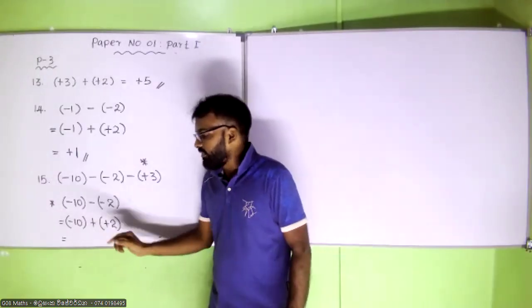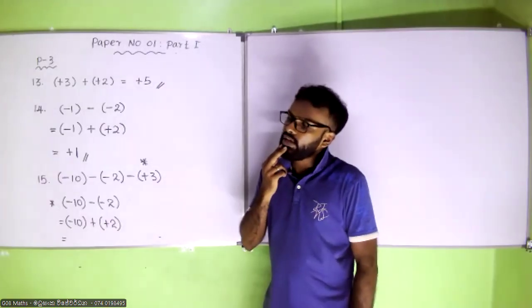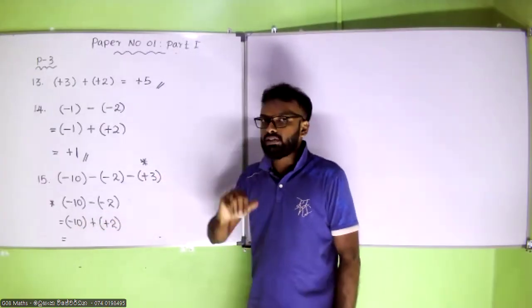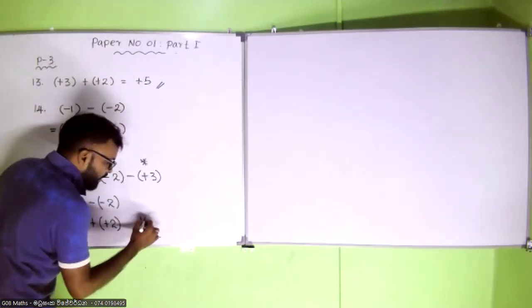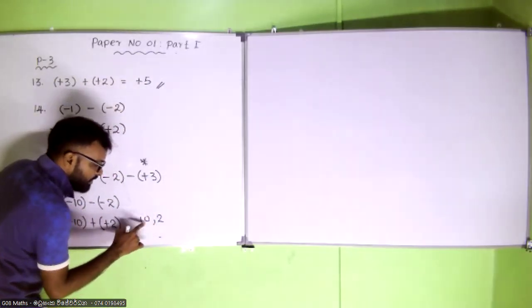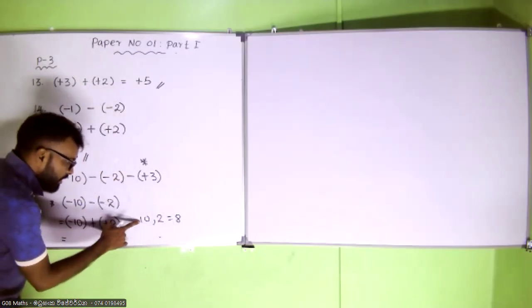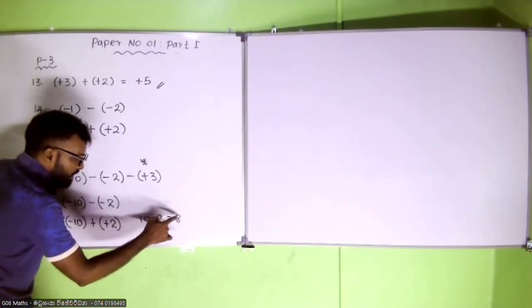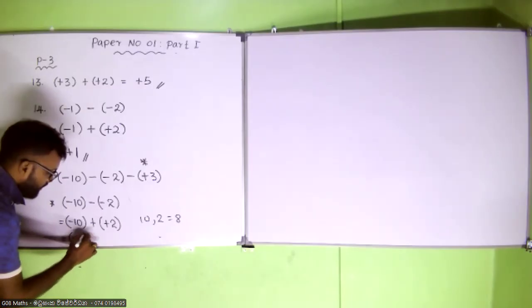So they are different signs. What is the method that you need to follow if you have different signs to be added, negative and positive? Take the 2 numbers out, 10 and 2. Then get the subtraction, 10 minus 2 equals 8. What is the biggest number? 10 is the biggest number. What is the sign of the biggest number? That is negative. So my answer should be negative 8.